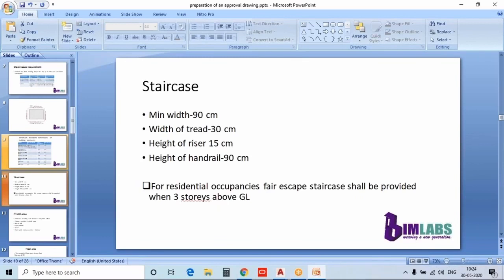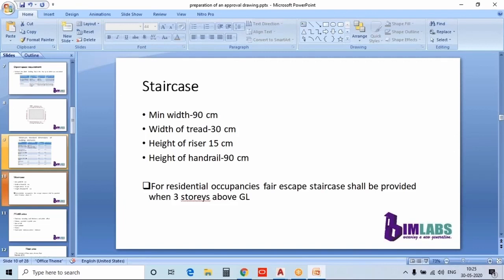Then for residential buildings, you have to provide a minimum width of staircase of 90 centimeter. That is, the width of the staircase should be minimum 90 centimeter, and fairly it is 1.2 meter. And the width of the tread is 25 centimeter to 30 centimeter. We know that in a stair the vertical portion is the riser, and the horizontal portion where we put our foot is the tread. So the height of the riser can be 15 centimeter to 20 centimeter, and in the case of tread, it should be 25 centimeter to 30 centimeter.